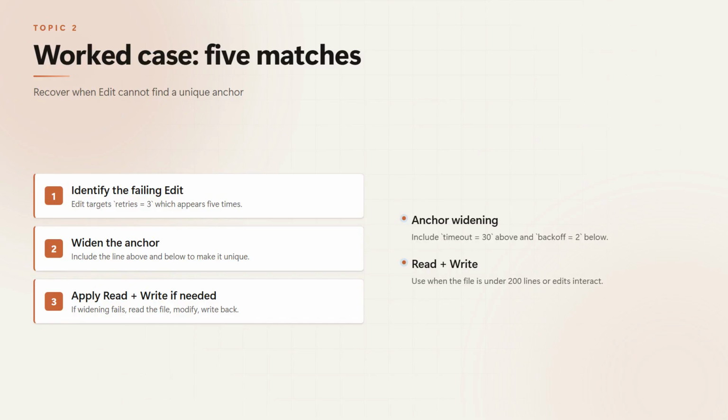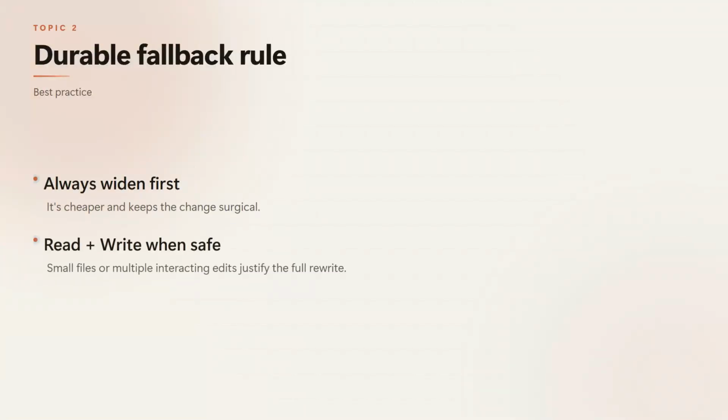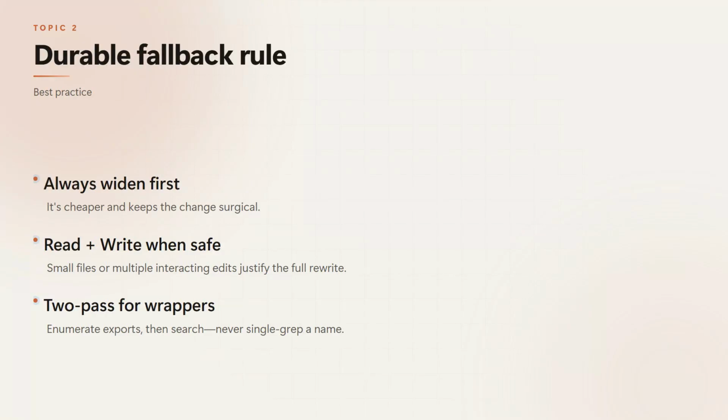They're on the page. The durable rule: when edit fails on a non-unique match, your first move is always to widen the anchor with surrounding context. Only if that's impossible or the file is small enough to rewrite safely do you fall back to read plus write. Reject the temptation to ask a bigger model or the user; those bypass the tool's designed recovery path and introduce latency and ambiguity. For tracing through re-export wrappers, the two-pass enumeration is the only reliable method. A single grep for the function name misses aliased imports, and that's the reason it loses.